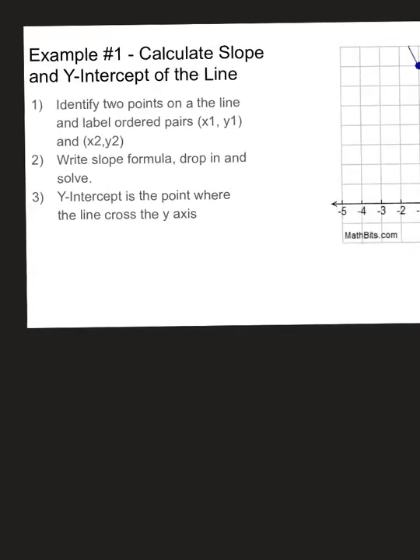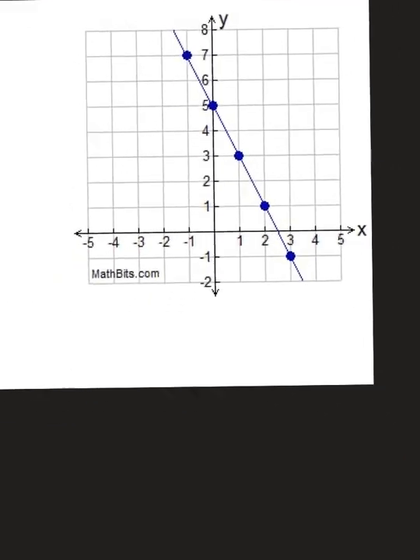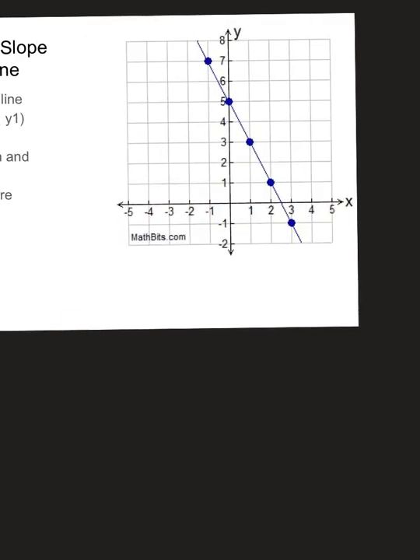All right, so I put some steps over here to the side for you. Things you want to do, it says identify 2 points on a line and label ordered pairs, x1, y1, x2, y2. Write the slope formula, drop them in, and then y-intercept is the point where the line crosses the y-axis. So let's move right here. First thing we want to identify, what type of slope do we have here? This slope is a negative slope. It's going down to the right.